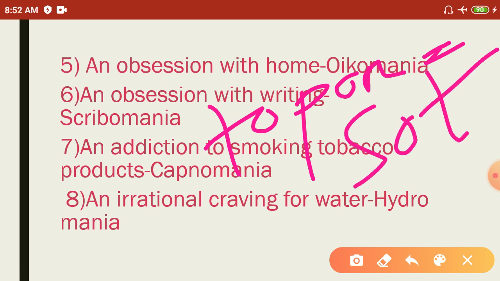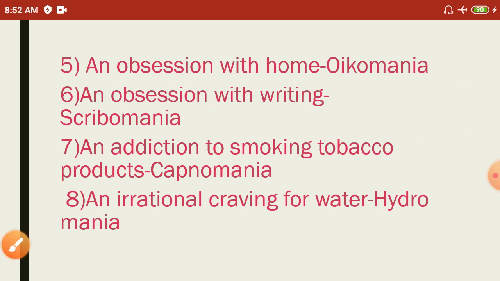Sot. Clear? Then an irrational craving for water, that is hydromania. Definitely we all are acquainted with hydroelectricity, right? Something like hydrodynamic. So here hydro means water. So an irrational craving for water. If there is the weakness, if there is the mental illness towards the water, that is known as hydromania.